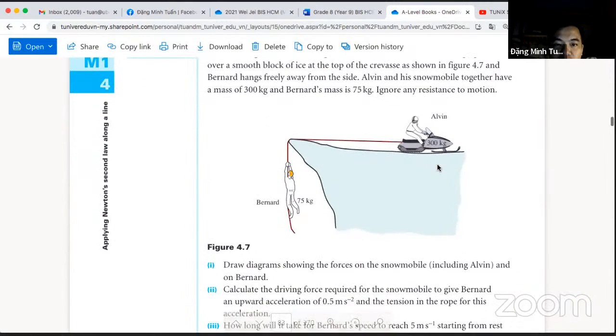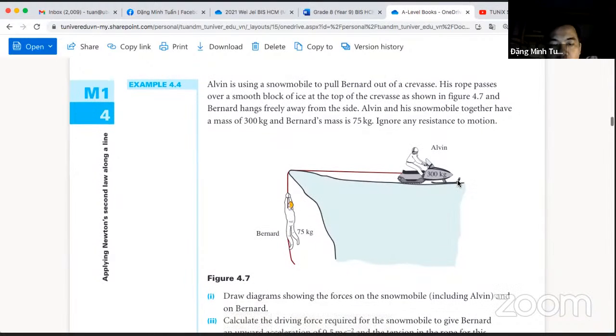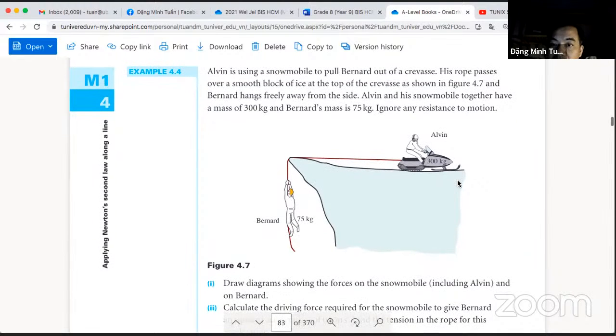Okay, now look at this one, for example. Here we show you more kinds of motion. Now, snowmobile, right? You have the mass of 300 kilogram, and also their mass is 75 kilogram. Here, look at this one. They already know there's no resistance to motion. That means without resistance. This is ice.